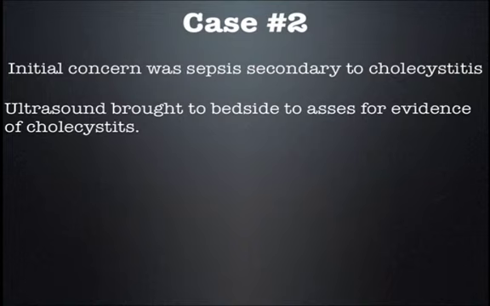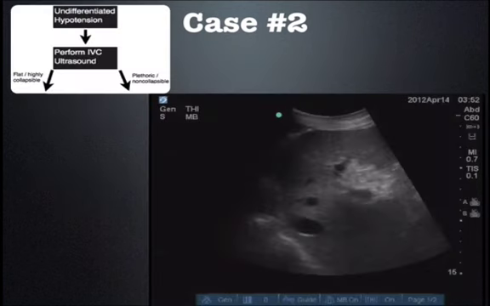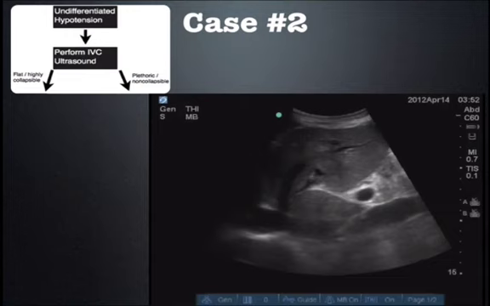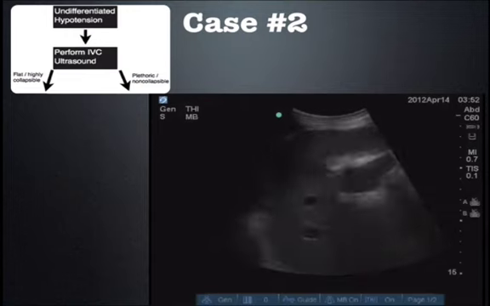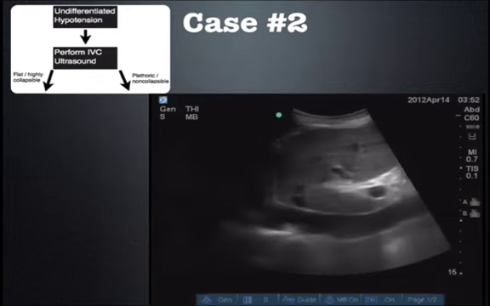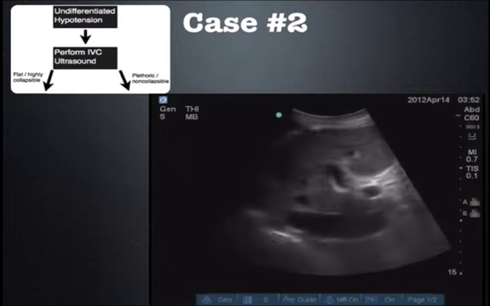Ultrasound was brought to the bedside to assess for evidence of cholecystitis. While looking for the gallbladder, this is what we saw. So here you can see a plethoric, non-collapsible IVC. Could this be an obstructive shock case?